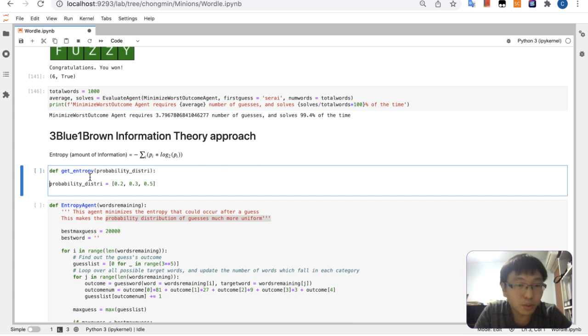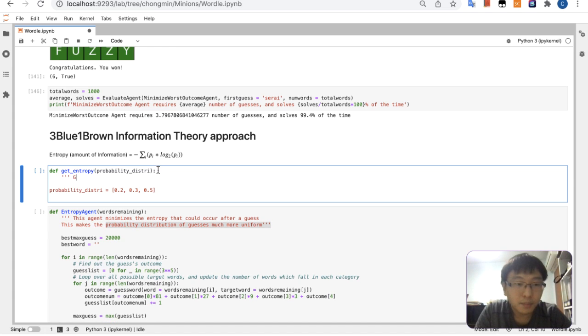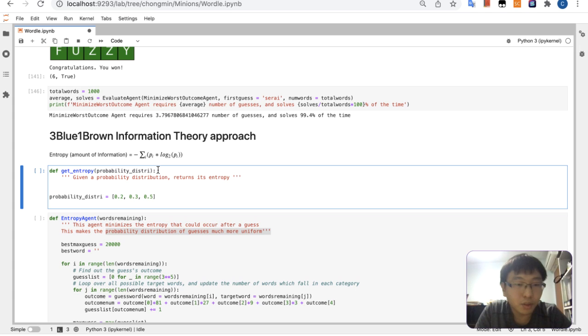Okay, so this basically, given a probability distribution, returns its entropy, or the information content. I mean, it depends on how you view it. So what we do is we have this probability distribution.